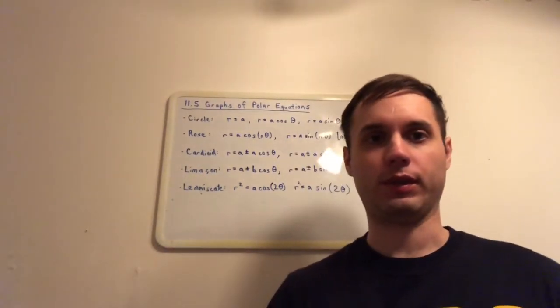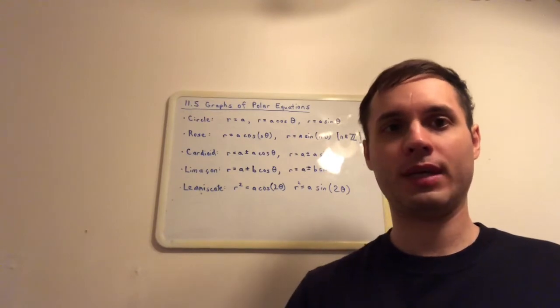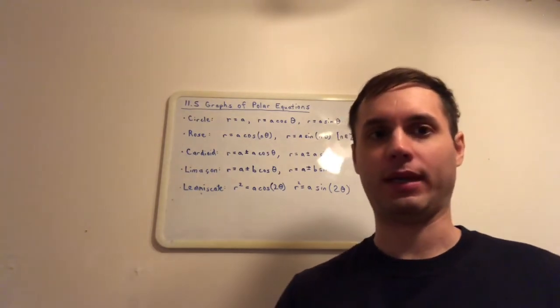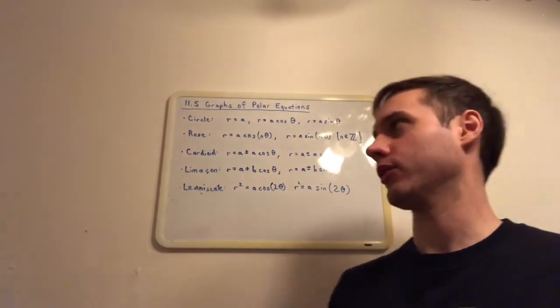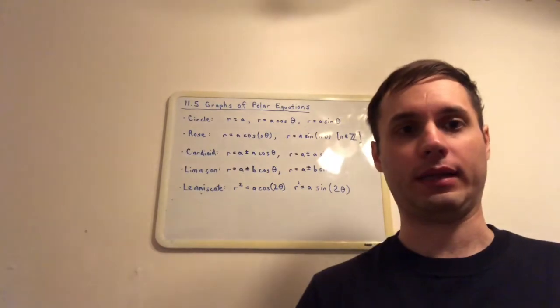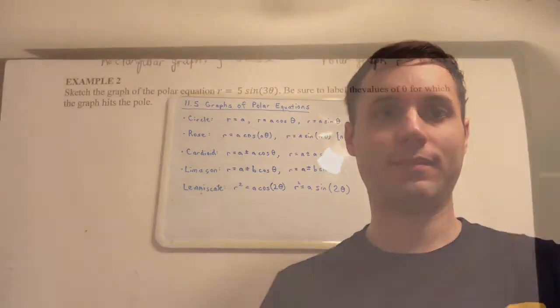Hi everyone, so in the last video we took a look at the basics of graphs of polar equations with circles and lines. This time we're going to expand on that. We're going to take a look at the other types of polar curves: rose curves, cardioids, limaçons, and lemniscates. So let's take a look at some examples.